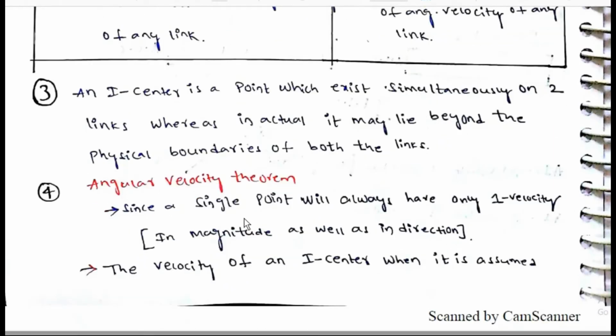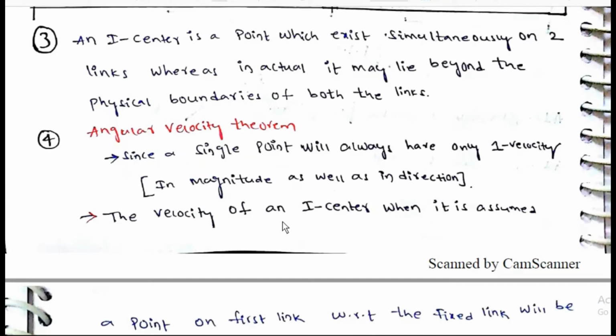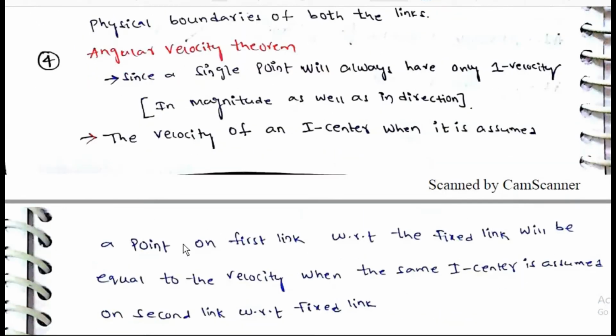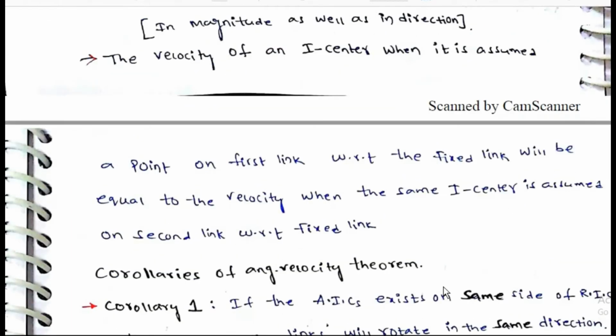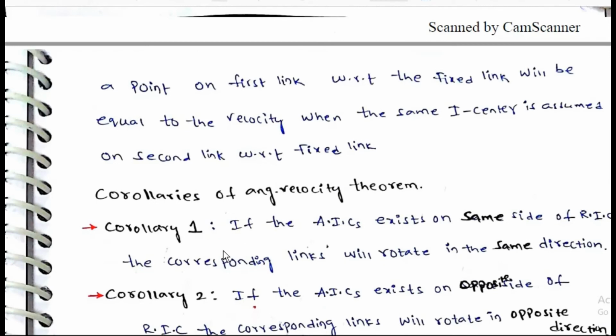Angular velocity theorem. Since a single point will always have only one velocity in magnitude as well as in direction, the velocity of the I-center when it is assumed as a point on the first link with respect to the fixed link will be equal to the velocity of the same I-center assumed as a point on the second link with respect to the fixed link. This is the angular velocity theorem.